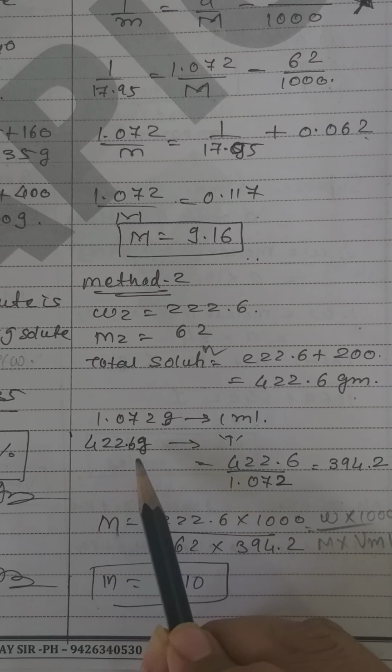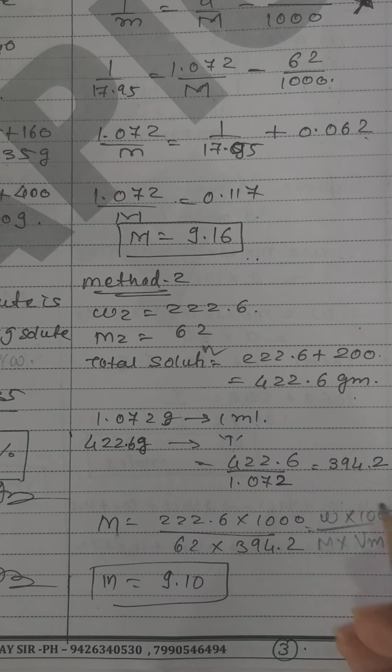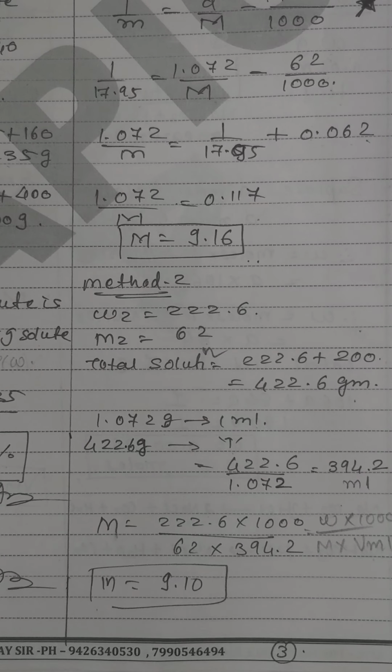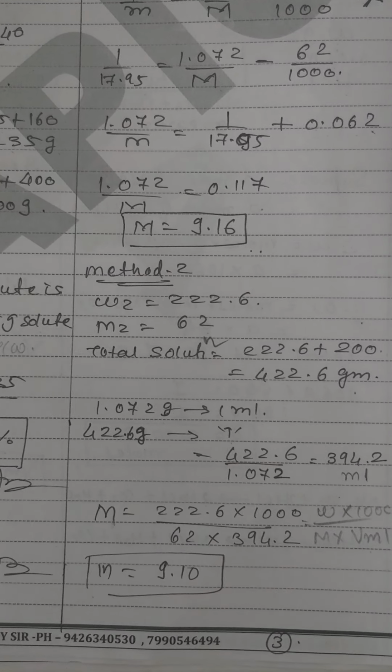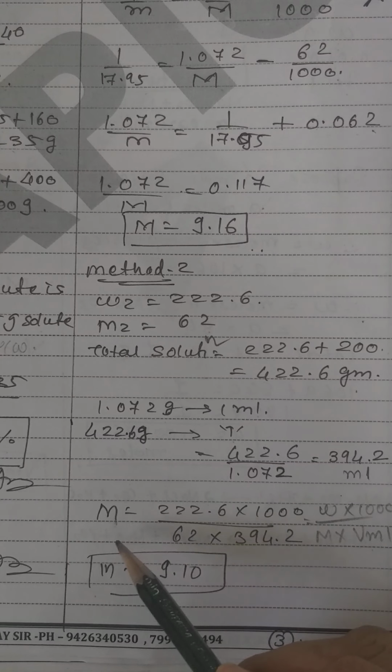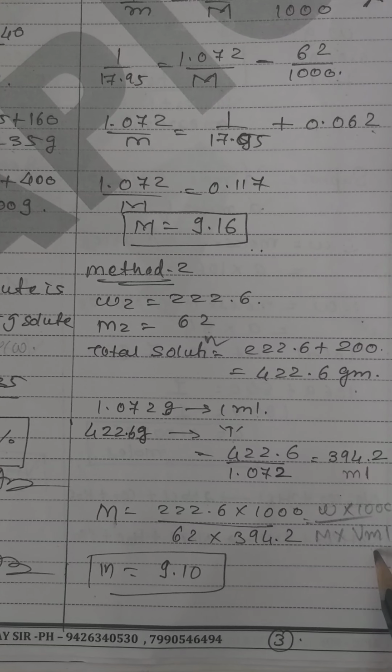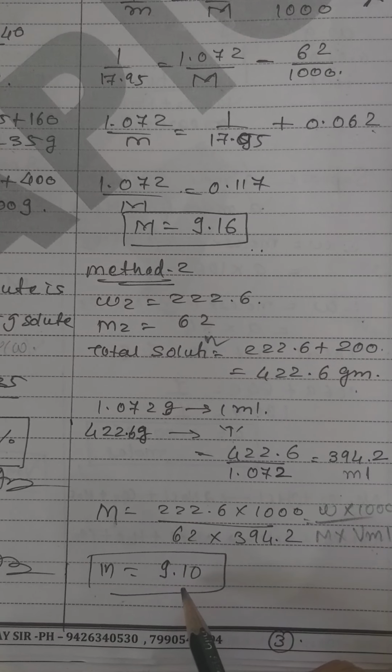The 1.072 gram is equal to 1 ml. The 422.6 gram is equal to how much? So that is 394.2 ml. Now it's very easy, just put it into the molarity formula. Molarity is equal to 222.6 into 1000 upon 62 into 394.2. So W into 1000 upon molecular mass into V ml of solution. So molarity is equal to 9.10 molar. Both are nearest answers.